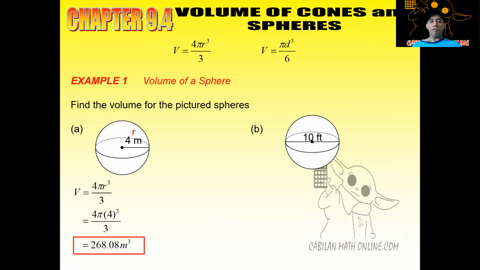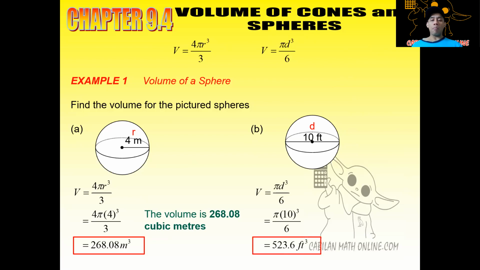Now for part B, the only difference is that the 10 feet, as you can see, is the total distance across the circular part of the sphere. So in this case, what we have here is the diameter, so we're going to use the diameter formula. Same thing applies here: you take the 10 and then you cube it. Put all of that in your calculator and you should get approximately 523.6 cubic feet. So it's pretty straightforward in terms of how to solve for the volume of the sphere. Just determine whether something is a radius or a diameter.